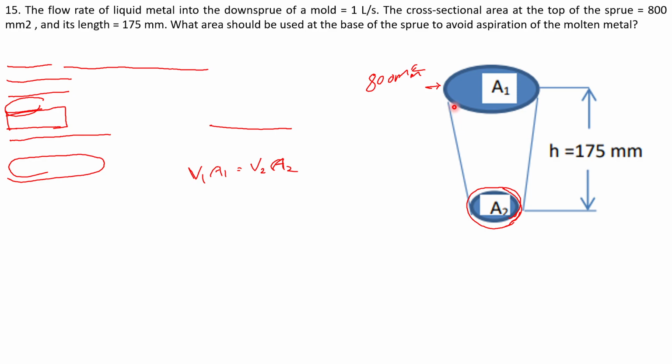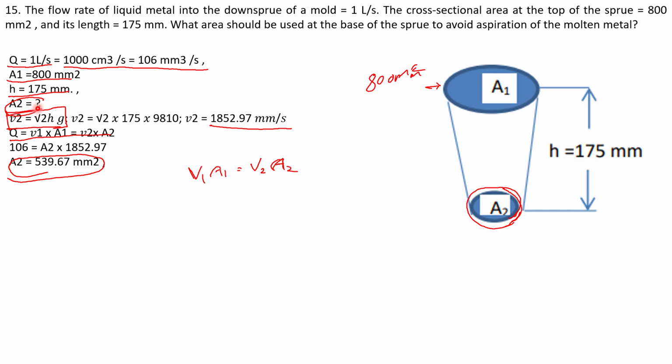So when we are talking about the aspiration of metal, we generally talk about the tapered type of sprue. So here we can just calculate the area of the sprue with the help of velocity momentum law V1 A1 equal to V2 A2. So we have A1, we have the flow rate here 1 liter per second, and we have the height. So we can easily calculate the velocity here with the help of V equal to root 2gh. Then after getting the V2, we can easily calculate the area of the sprue at the down direction.